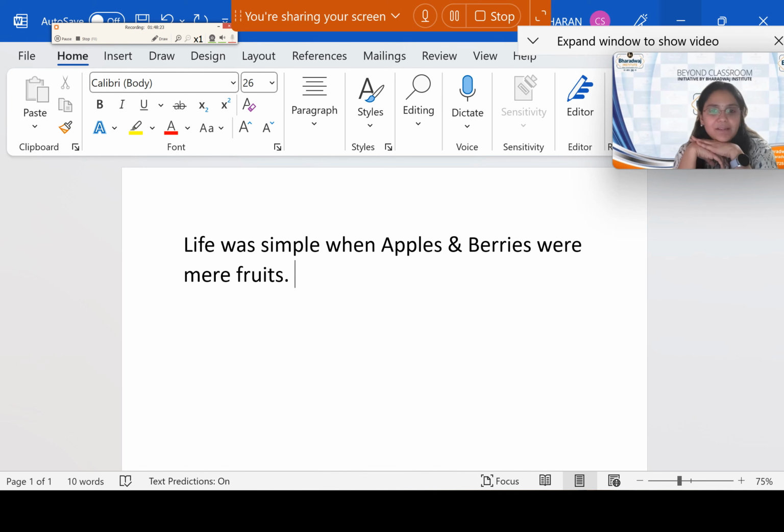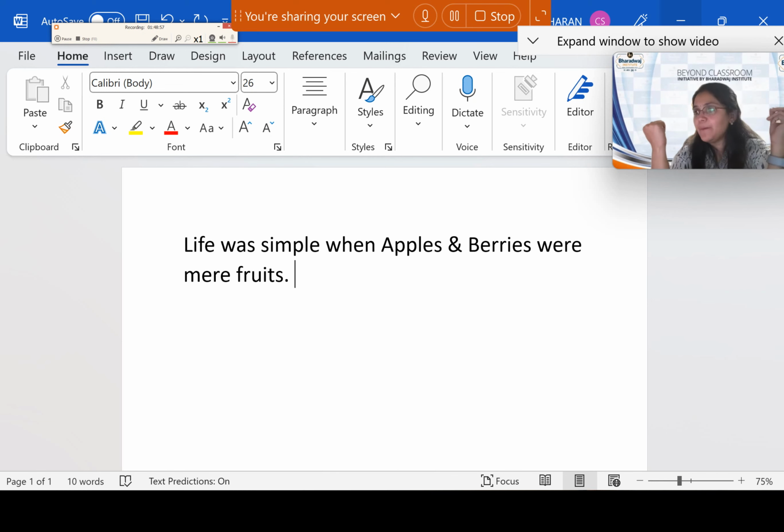Let me read the sentence aloud. Life was simple when apples and berries were mere fruits. How would you interpret this sentence, guys? How would you interpret the sentence? What are apples and berries? They belong to the category of what? Fruits.